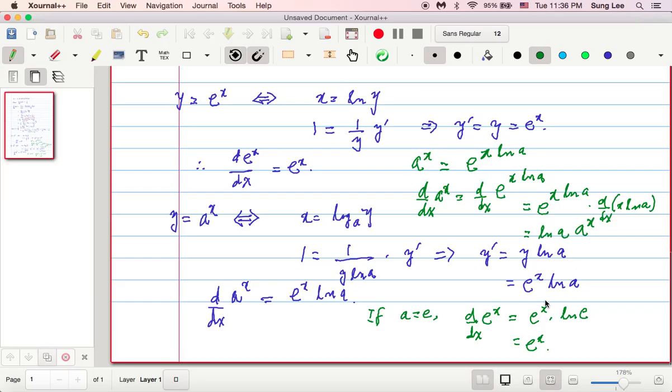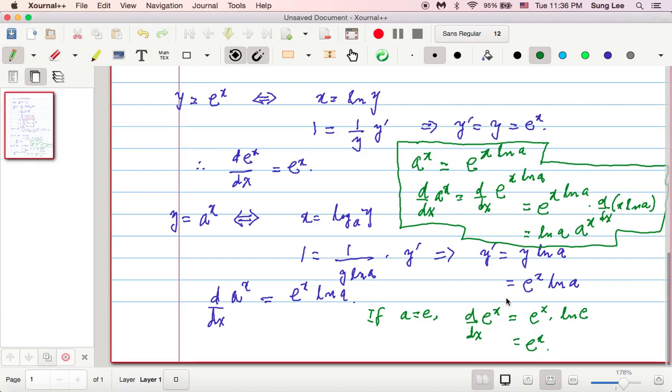Okay, the same thing. So you can do it that way also. First you calculate the derivative of e to the x, and then using that, you can also find the derivative of the more general a to the x. All right, so let's get back to my lecture slide.